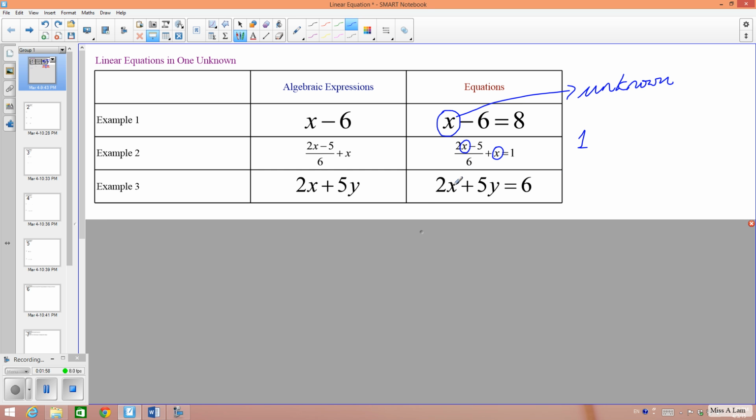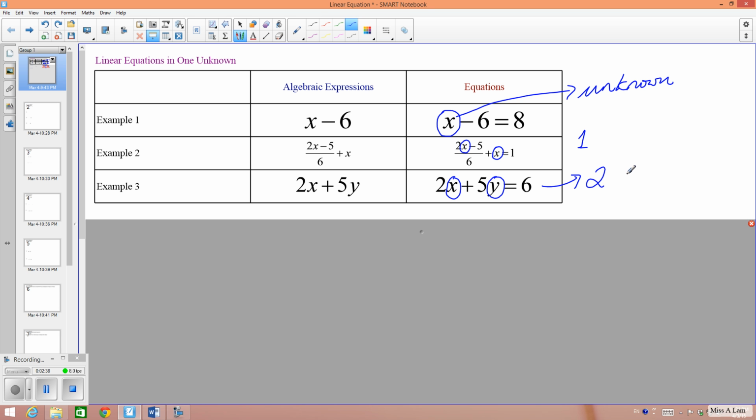Now, if you look at example 3, 2x plus 5y, this is an expression, but this time we have two numbers that we don't know. We don't know the values. And if we have 2x plus 5y equals 6, then in this case this is an equation, but this time we have two symbols here, x and y, and they can represent two different numbers. So this is an equation, but there are two unknowns.